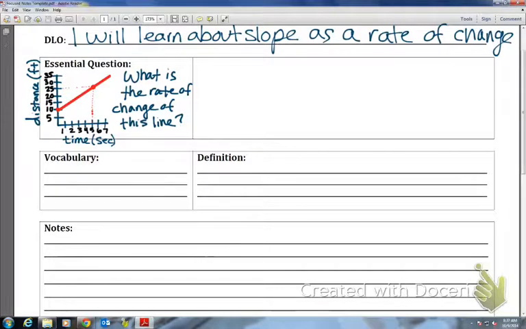And we're going to talk about what rate of change is today, so hopefully at the end of today you guys should be able to answer that question and figure out what rate of change is, or what the rate of change of this line is, I should say.